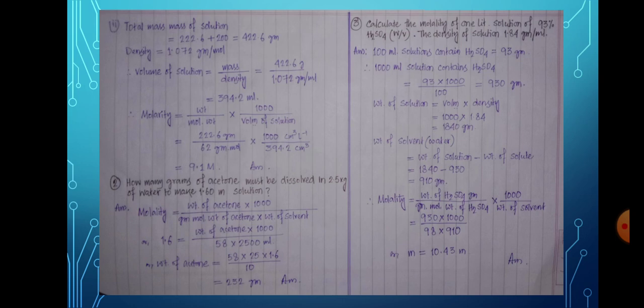Now total mass of the solution, already in your question paper it is given, 222.6 and 200, that equals 422.6 gram. Density is already given, that equals 1.072 gram per ml. Therefore volume of solution equals mass by density, that equals 394.2 ml.